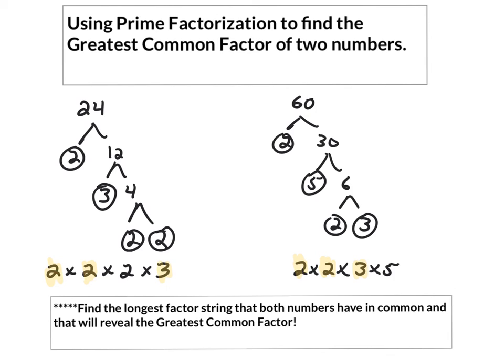So let's write that down and multiply. So, 2, I want to use black here. 2 times 2 times 3. 2 times 2 is 4. 4 times 3 is 12. The greatest common factor is 12.